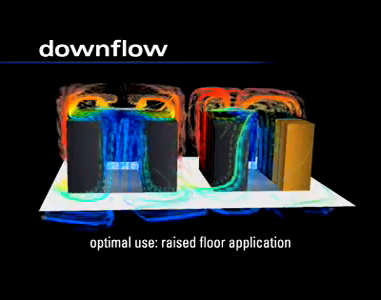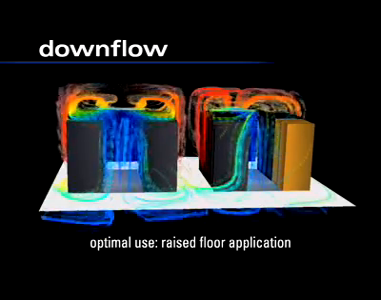For raised floor applications, a downflow discharge air pattern is available. In this configuration, air is drawn into the system from the top, where it is then cooled and discharged into the raised floor for distribution using vented floor tiles in front of the enclosures.